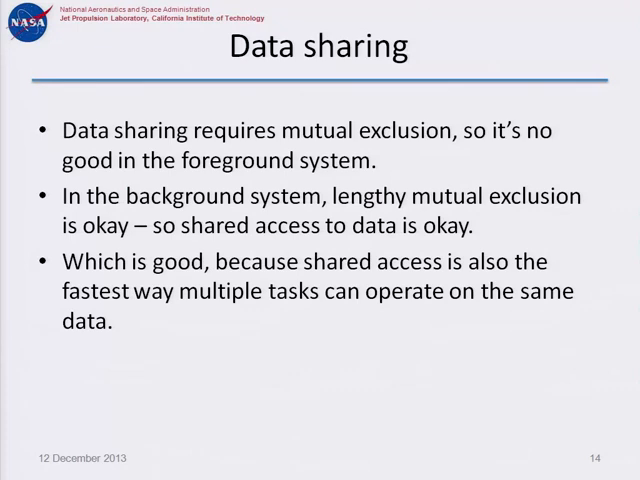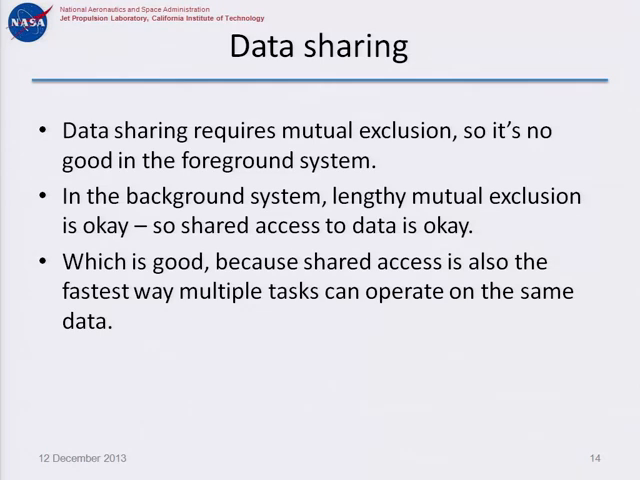Which brings us to shared memory. Data sharing, shared memory, requires mutual exclusion. No good in the foreground system. You cannot afford to do this, and we don't do it. You don't use shared memory in the real-time system. In the background system, it's different.